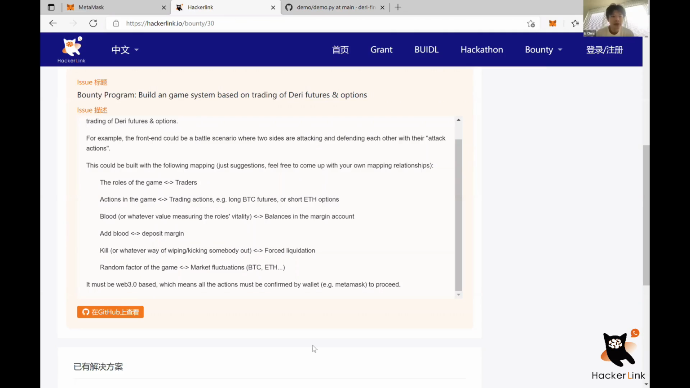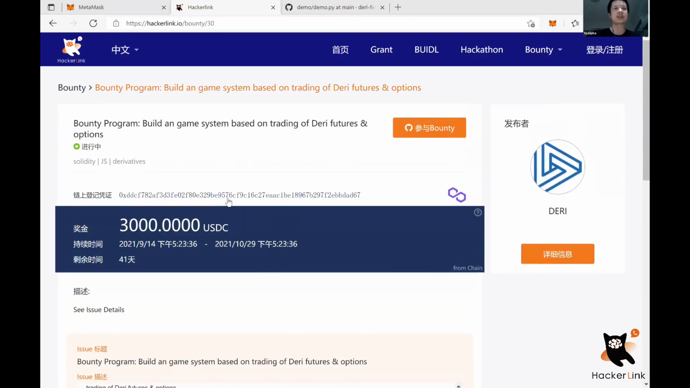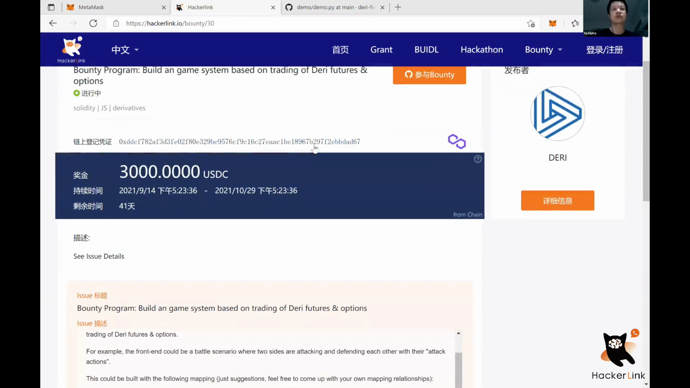Yeah. Okay. And specifically for the bounty program, maybe what about the amounts for bounty price? Oh, we actually put it here. We'll start with 3,000. Actually, that's already locked in the smart contract on the Polygon chain. If you go to the HackerLink, follow this transaction hash, you will see this amount has already been deposited. Okay, sounds great.